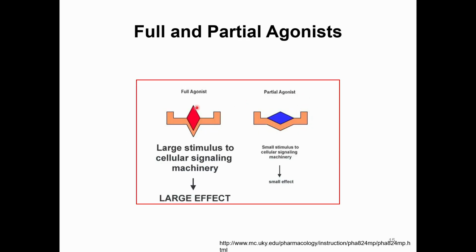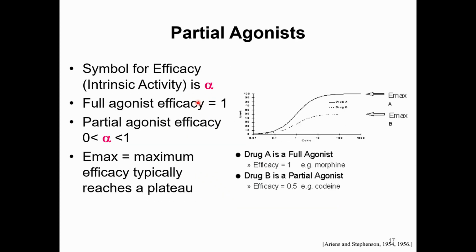So the maximal response of a full agonist when saturation is reached is going to be greater than the maximal response of a partial agonist, because it doesn't work as well. Even if you fully saturate all the receptors with a partial agonist, the response will never be as high as with the full agonist. Okay? What does that look like?